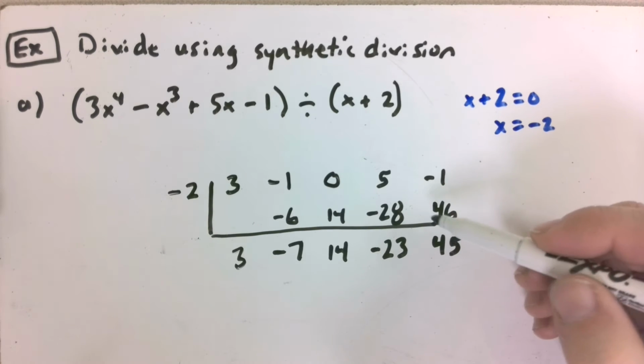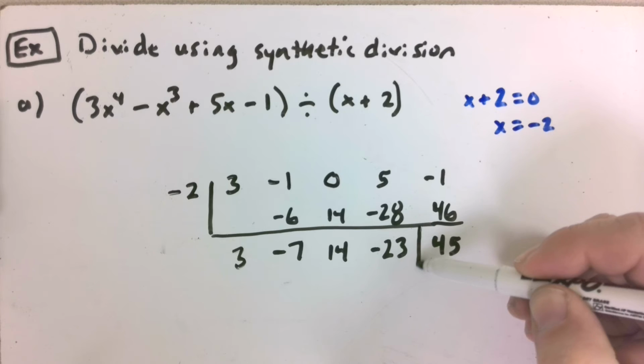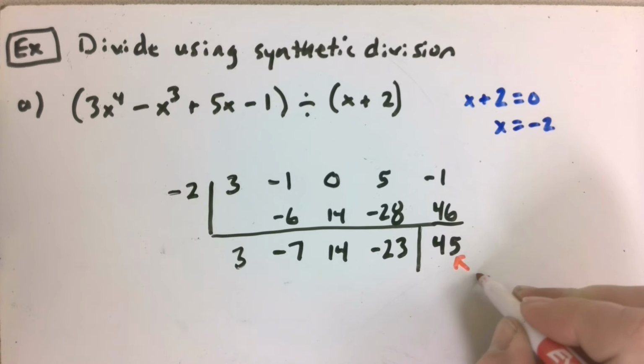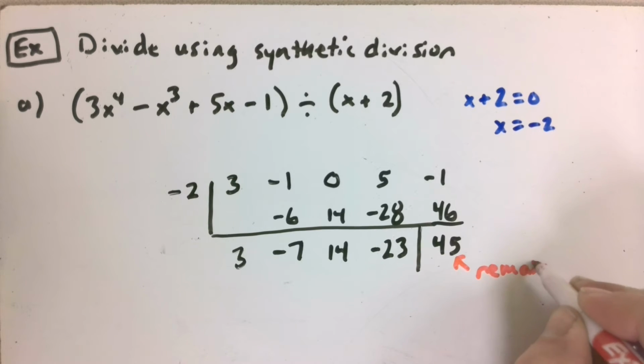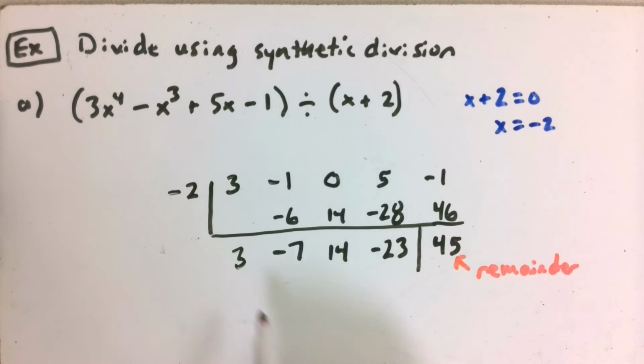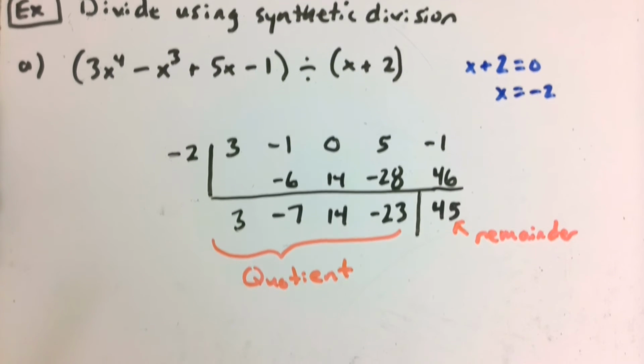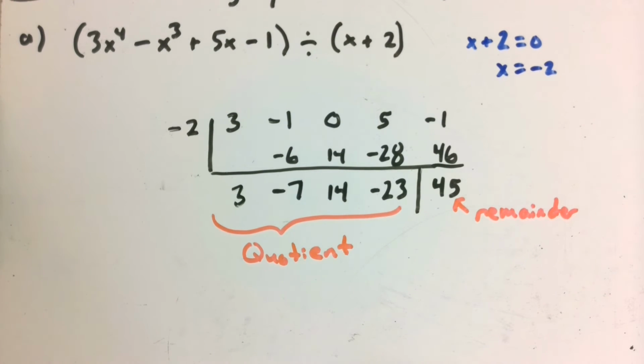Often books will put a vertical line in between these last two numbers. That is because this last number here is your remainder. And then all of the numbers in front, this is your quotient. And what those numbers represent are the coefficients in front of your x values.